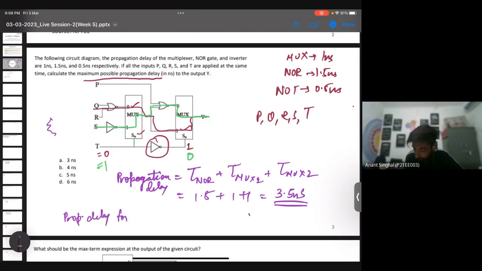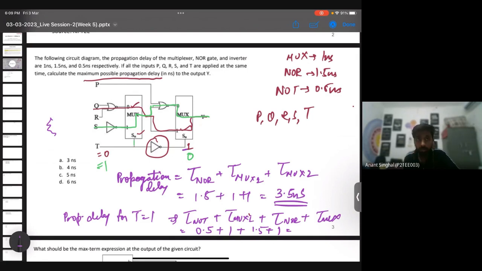And if I try to calculate the propagation delay for T equals 1, it will cover the propagation delay of the NOT gate plus mux 1. Then we have the propagation delay of this NOR gate, since it is coming in between. Then we have the propagation delay of this mux, and this is how we will receive the final output. So the NOT gate gives 0.5, then mux is 1, then again the NOR gate gives 1.5, and then mux is again 1. So the total propagation delay will be 3.5 and then 4 nanoseconds.